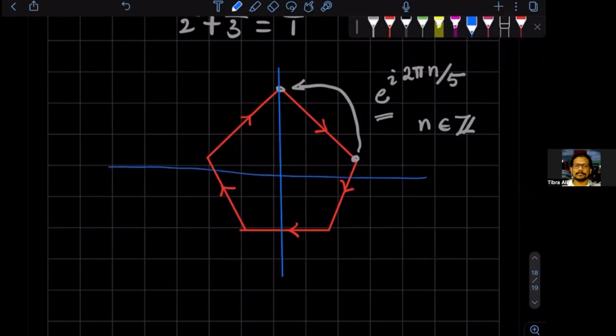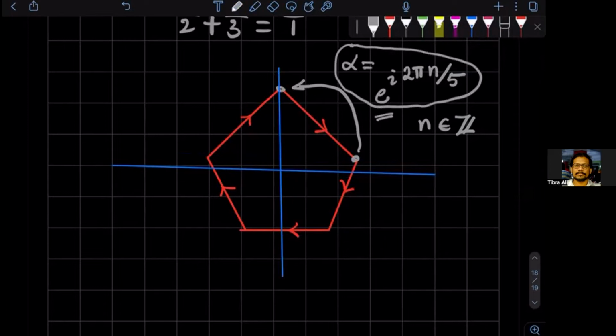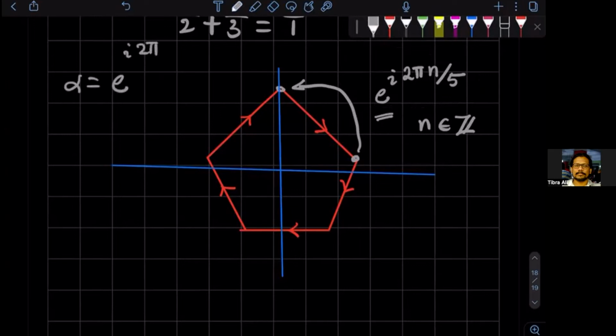Maybe it'll be a little bit higher, right? So this is going to be alpha. Alpha is this object with n equals 1. Alpha is going to be e to the power i 2 pi over 5. What alpha does is that it rotates every point by this angle, right?